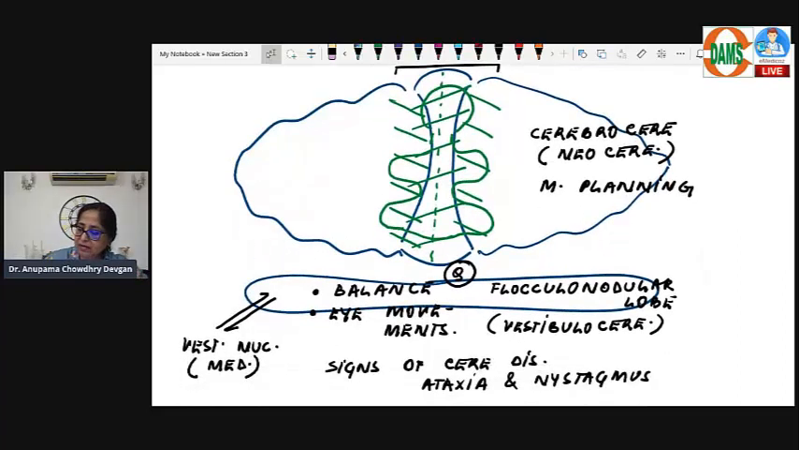Now, what are the four nuclei? There are four pairs of nuclei. The flocculonodular lobe, see, what is a nucleus? Nucleus is nothing but a collection of cell bodies. Flocculonodular lobe does not have its own deep cerebellar nucleus, because it has got direct to and fro connections with the vestibular nuclei in the medulla. Right?